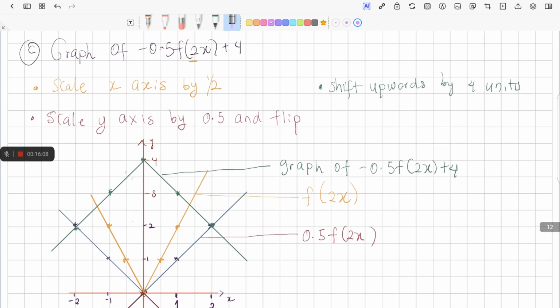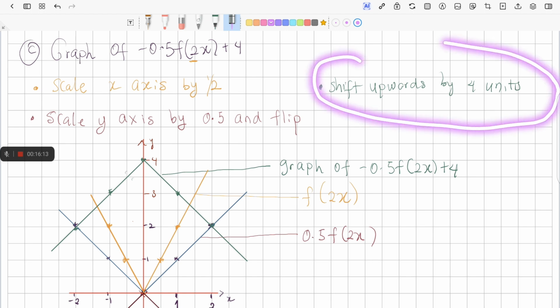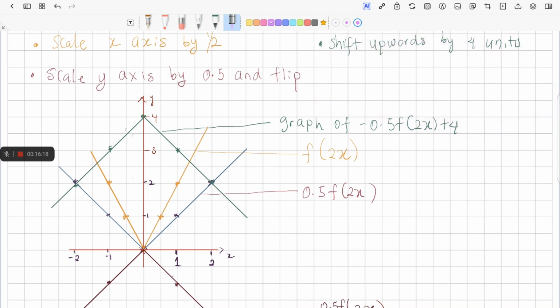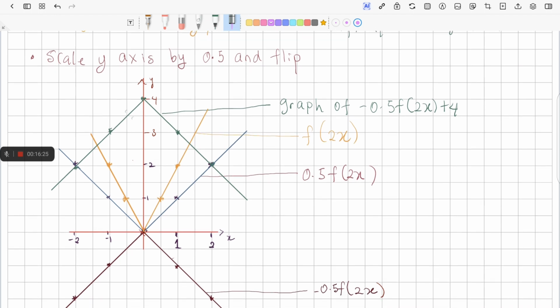After doing that, we move on to the last transformation, which is to shift our graph upwards by 4 units. So we are moving from this wine colored curve now to the green curve. And what do we do? We simply add 4 to all our y values. So previously we had minus 2 here. Minus 2 plus 4 becomes 2. Minus 1 plus 4 goes to 3. 0 here plus 4, 4.